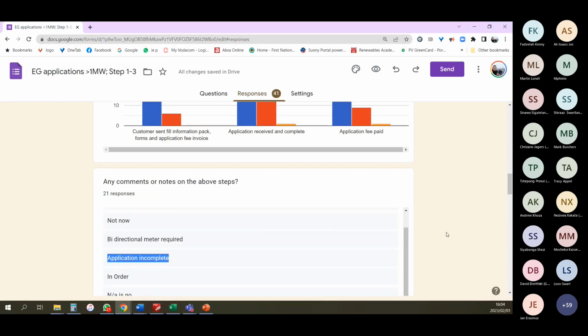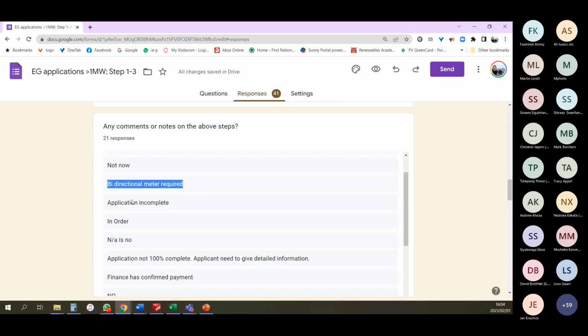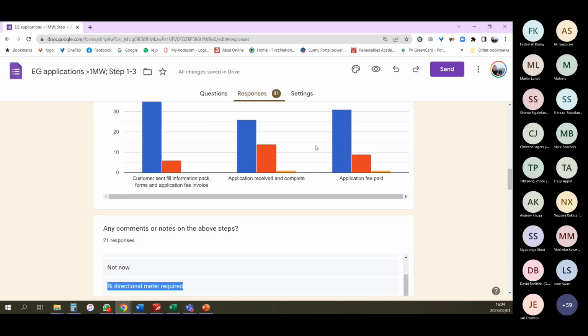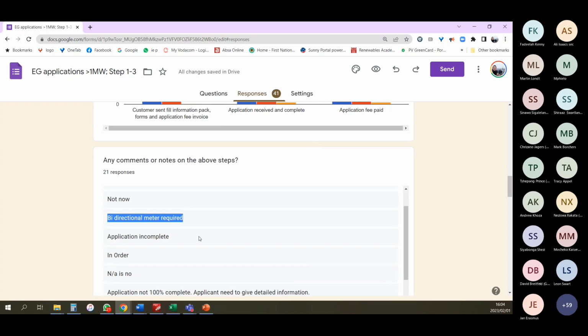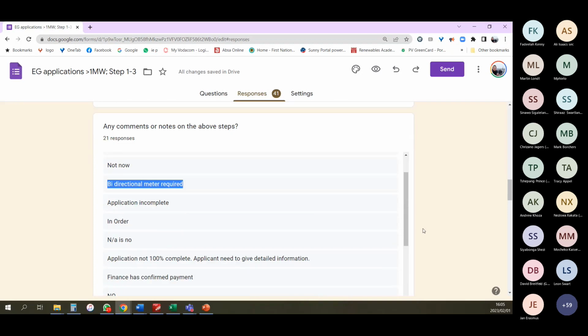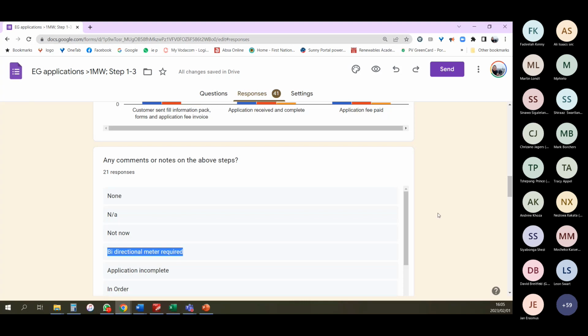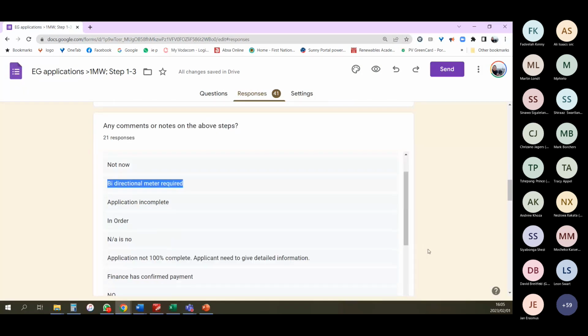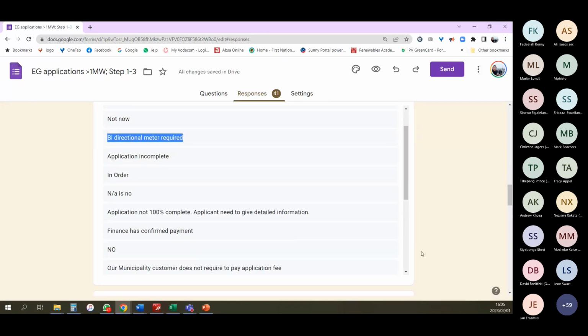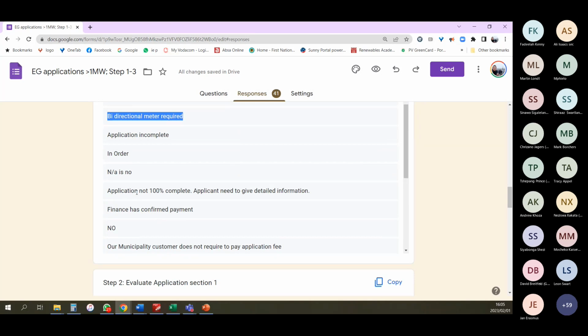Let's just look at the comments. We've got here bidirectional meter required. I don't think this is something that would be part of this step, is it, Gerard? This will come later with the budget quote, or even the cost estimate letter. You should add that in the cost estimate later as well, because you know you're going to need it. Yeah, but it's not part of the application fee. It's not part of step one that you really need to look at the metering. Yes, correct. Okay, they would just say not applicable as no, application 100% complete.